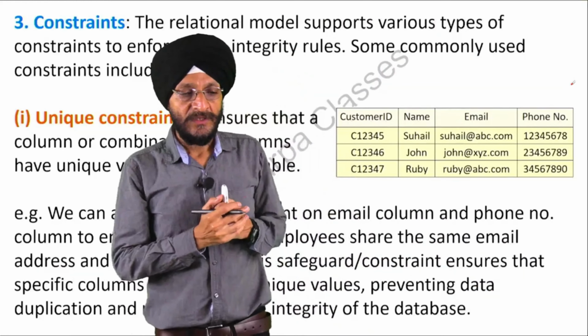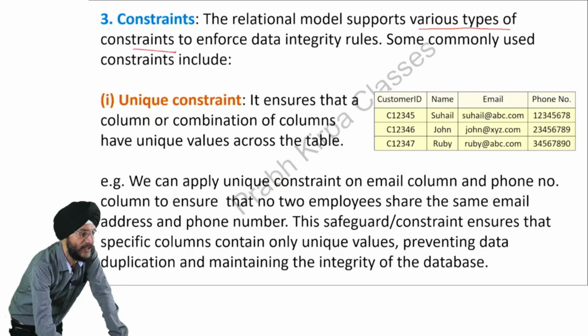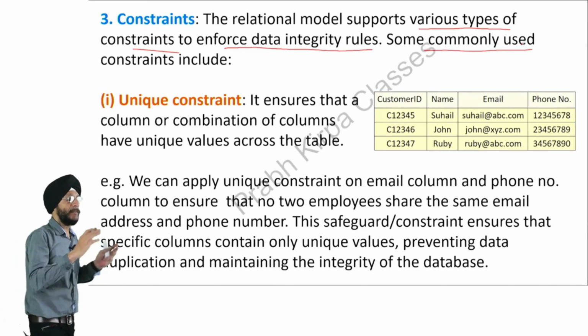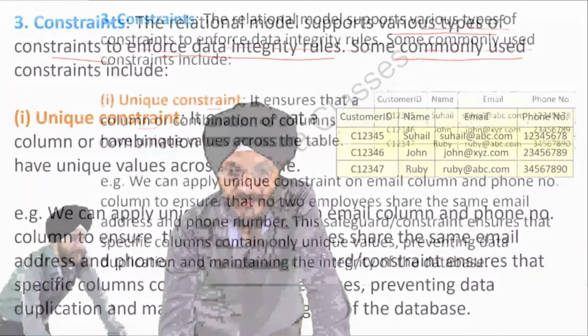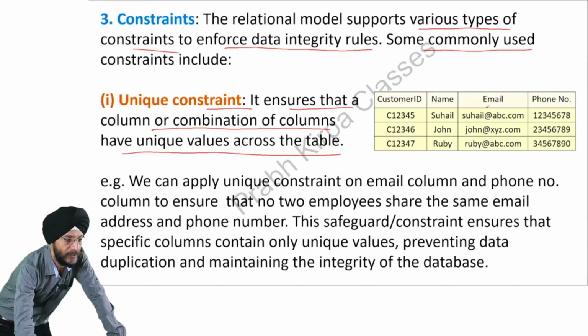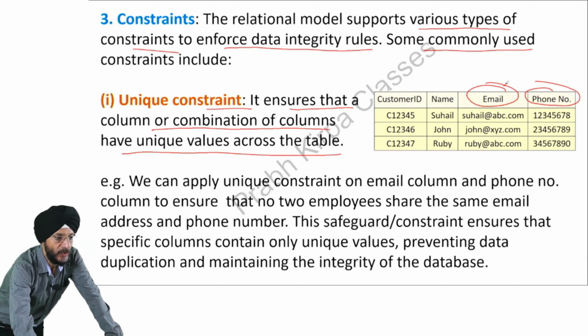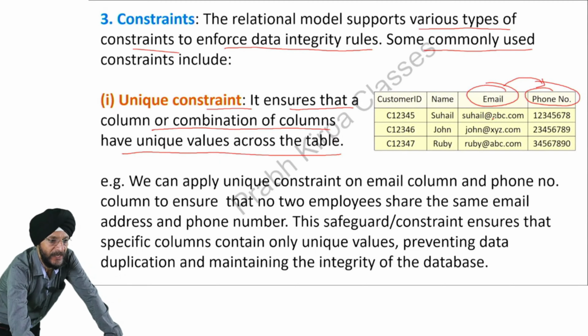Now the other point is constraints. The relational model supports various types of constraints to enforce data integrity rules. We will now discuss some commonly used constraints. First is the unique constraint. The unique constraint ensures that a column or a combination of columns have unique values across the table. Here we take the example of the email column and phone number. We can apply the unique constraint on these two columns to ensure that no two customers or no two employees have the same email ID or phone number.